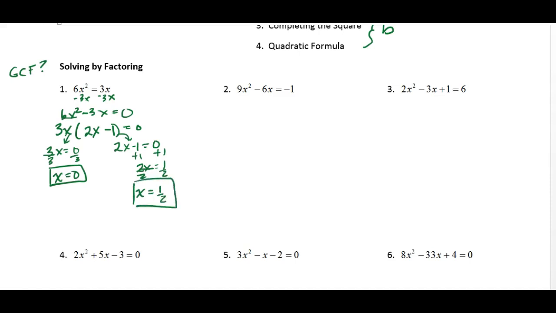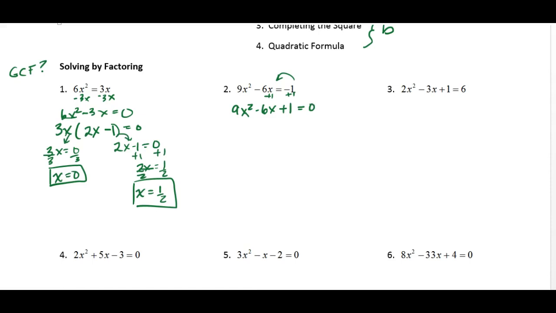So it's quadratic, meaning it has two solutions. So here's my two solutions, 0 and 1/2. All right, that's a GCF one. Look at number 2. In order to factor, to solve this, I need to get it equal to 0. So I'm going to move that negative 1 over by adding 1 to both sides. So I have 9x squared minus 6x plus 1 equals 0.